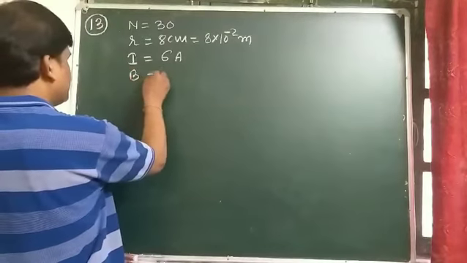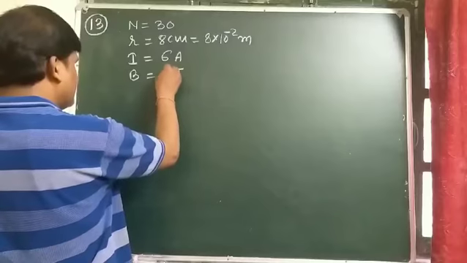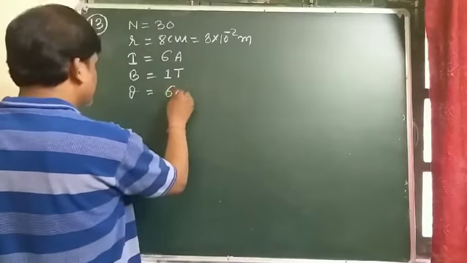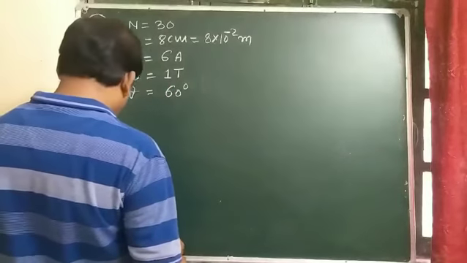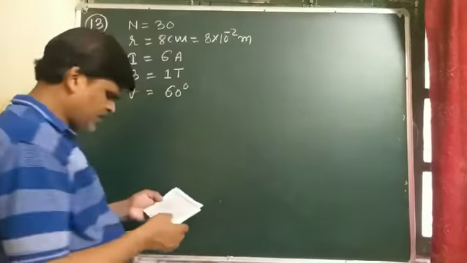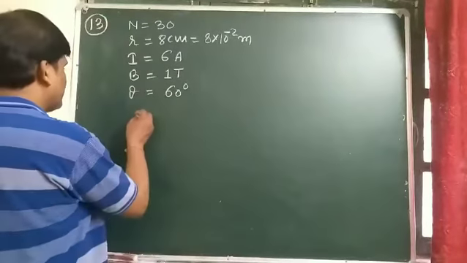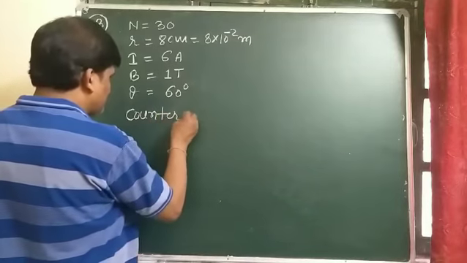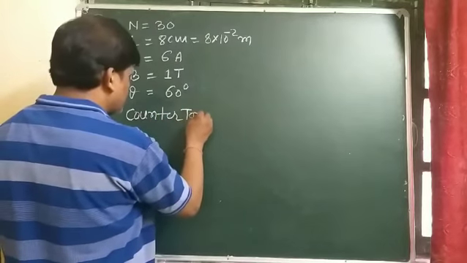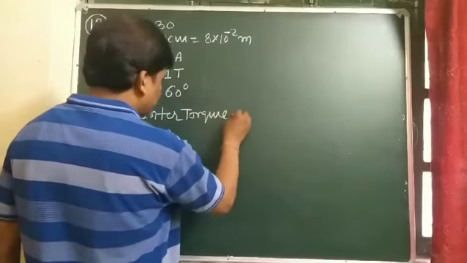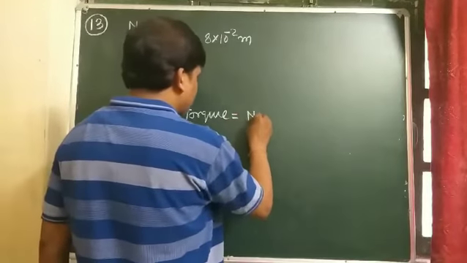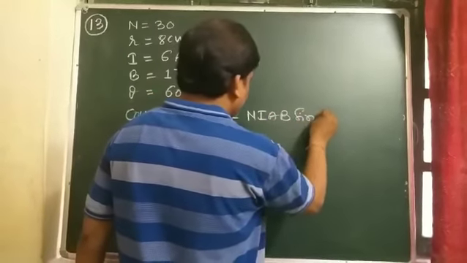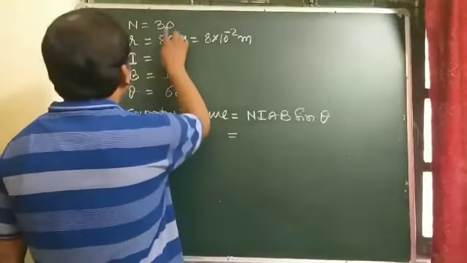Magnetic field given is 1 Tesla, and theta is 60 degrees with the normal to the coil. Calculate the magnitude of counter torque. So students, counter torque is equal to deflecting torque, and its value is NIAB sin theta, where N is 30.